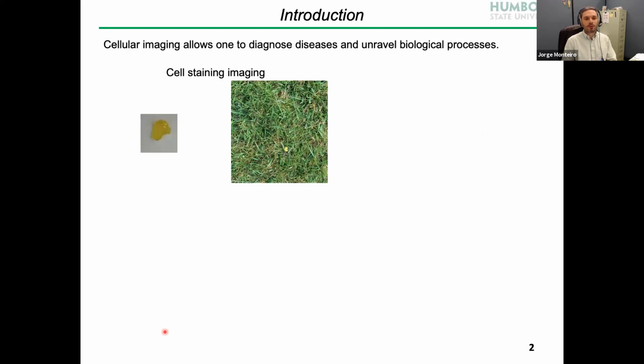Okay. So cellular imaging allows one to diagnose diseases and unravel biological processes. It's a fundamental thing that contributes to our understanding, either in diagnosis or of biological processes. And there are two major ways to image a cell or a tissue. The first one is cell staining. So we are going to rely on a dye and look at color contrast, basically.